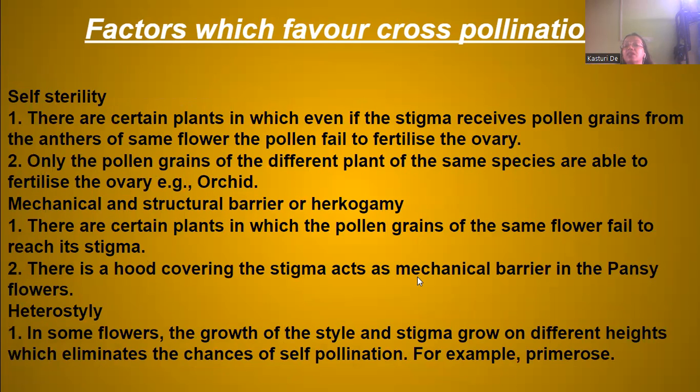There are certain plants in which the pollen grains of the same flower fail to reach its stigma. Structural barriers are there, so that the pollen grains will not be able to reach the stigma of the same flower. There may be a hood covering the stigma, which acts as a mechanical barrier in some fancy flowers. In the heterostyle condition, in some flowers the style and the stigma grow to different heights, which eliminates the chances of self-pollination. For example, primrose. These are the conditions.